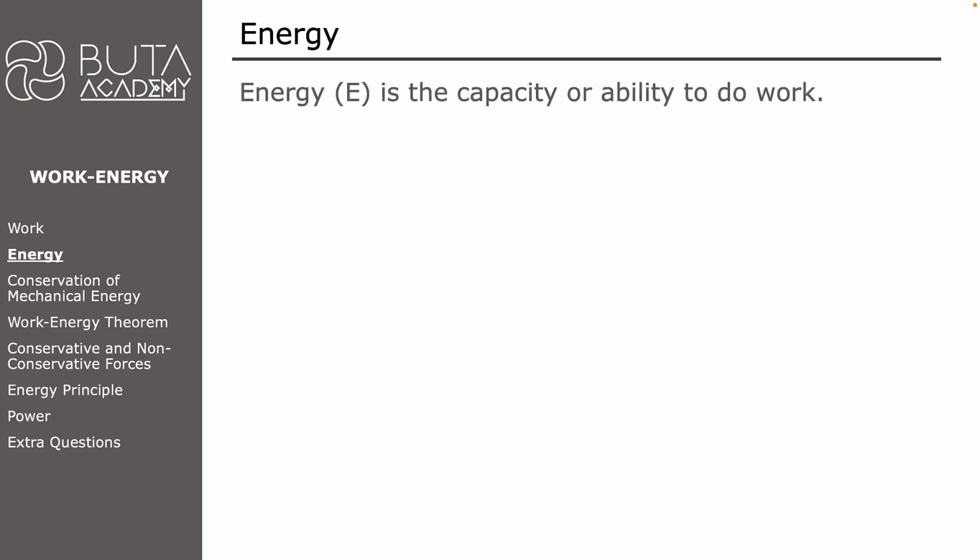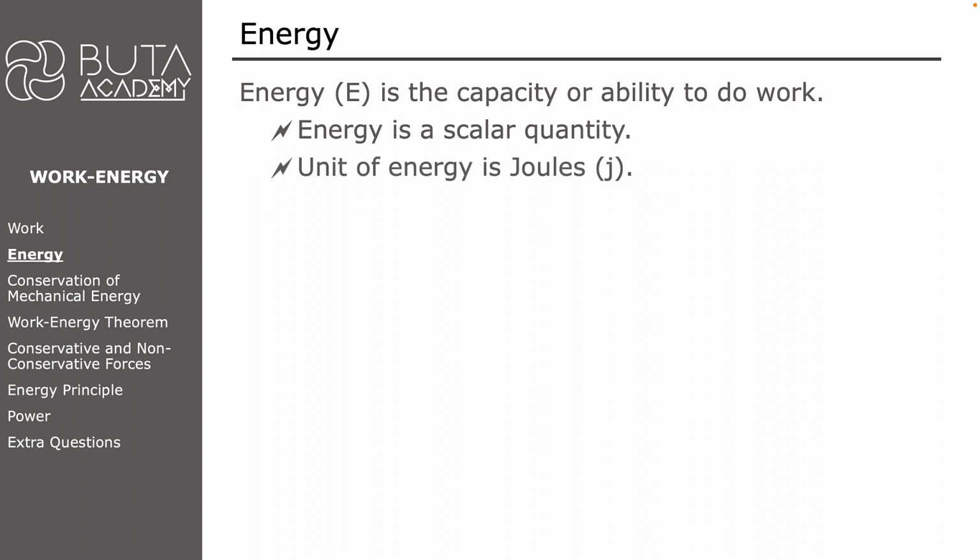The capacity or ability of something to do work is defined as its energy. An object's energy is a scalar quantity since it has no direction. The unit of energy is joules, as is the unit of work. The uppercase letter E is generally used to describe energy. There are various forms of energies, such as heat energy, sound energy, nuclear energy, and so on. However, we will only cover two of them in this topic.